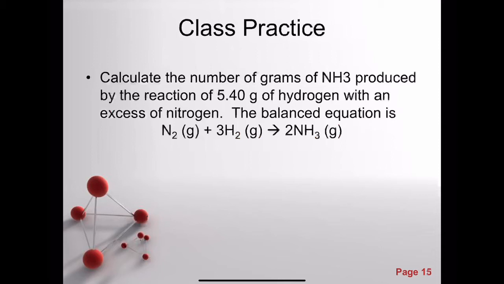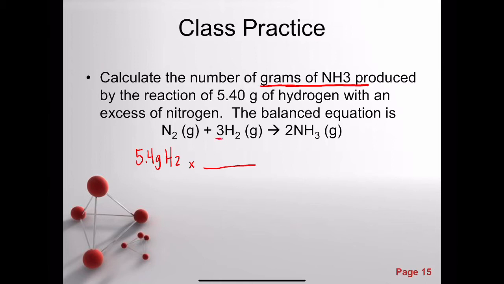Calculate the number of grams of NH3 produced by the reaction of 5.4 grams of hydrogen. So again, we always want to start with what we know, with an excess of nitrogen. Okay, the balanced equation is shown here. So we're starting with 5.4 grams, and we are trying to calculate the number of grams of NH3 produced. Okay, so we know that in hydrogen, we have to go from grams to moles, and then from moles back to grams. Okay, we can't go straight from grams to grams of nitrogen.